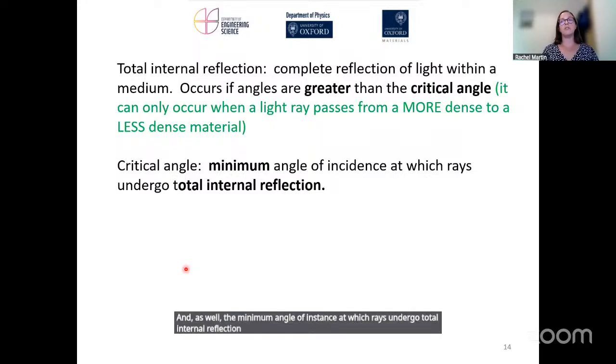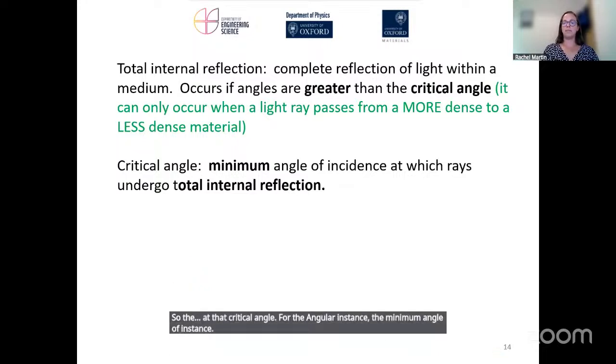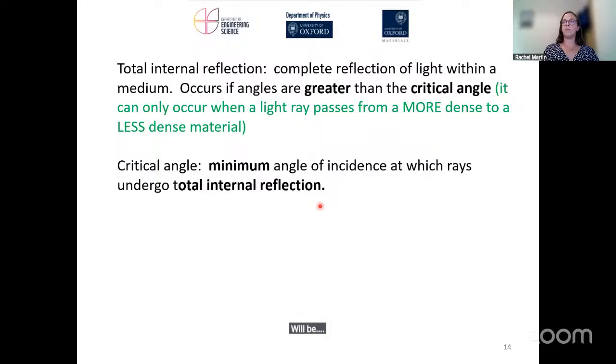And well done, lots of you did also state that the angle of refraction at that point will be 90 degrees. So at that critical angle, the minimum angle of incidence, the angle of refraction will be 90 degrees to the normal. So that will be helpful for when we're drawing diagrams.